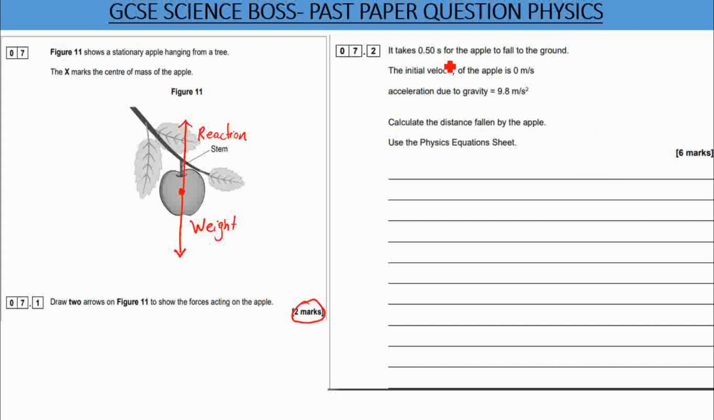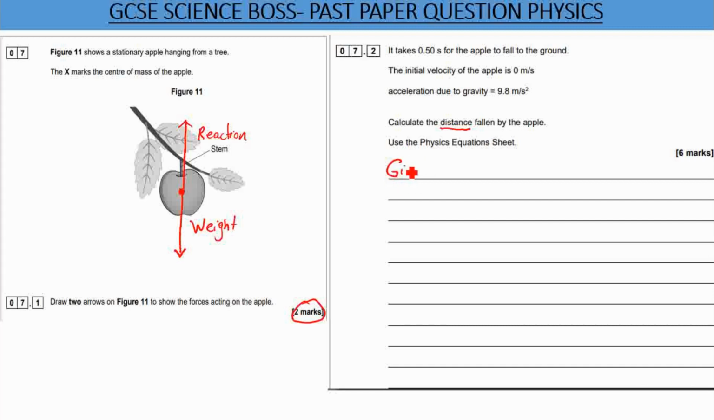It takes 0.5 seconds for the apple to fall to the ground. The initial velocity of the apple is 0 meters per second. You're given the acceleration due to gravity, 9.8 meters per second squared. They want you to calculate the distance fallen by the apple. Alright? Now, as I always tell the students, ensure that you are showing your steps.